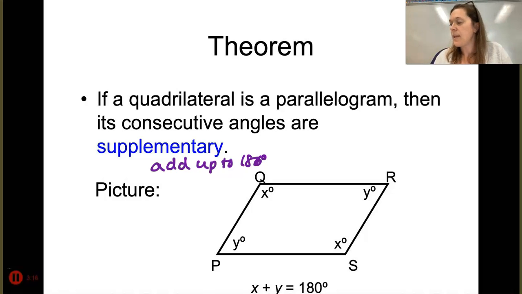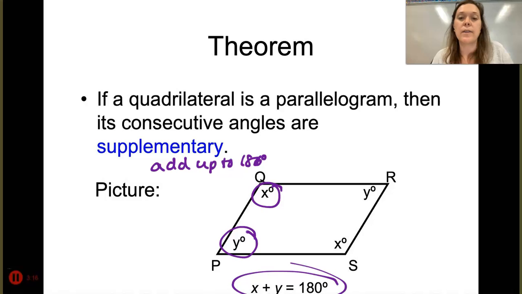So if I look here at this diagram, consecutive angles are angles right next to each other. So those two angles are right next to each other. Remember consecutive interior angles back in chapter 3? So they are supplementary to each other, so x plus y should equal 180 degrees.